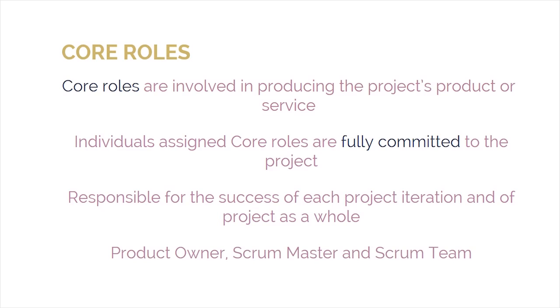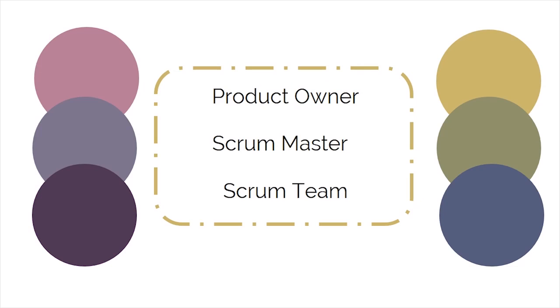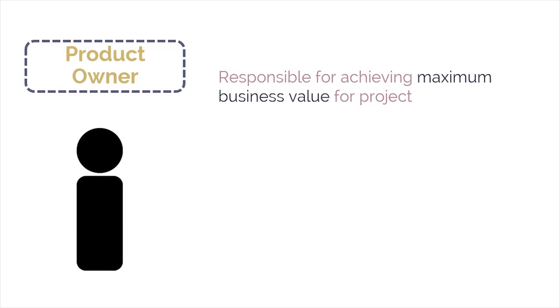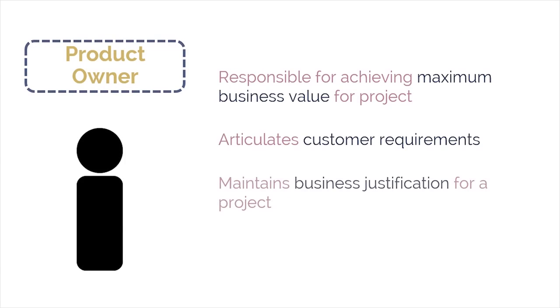Now that we have seen that there are a few inevitable names associated with the core roles, let's meet them one by one and see what they do in a Scrum-controlled project. First, we have the product owner, who is the person responsible for achieving maximum business value for the project. He or she is also responsible for articulating customer requirements and maintaining business justification for the project. The product owner represents the voice of the customer.